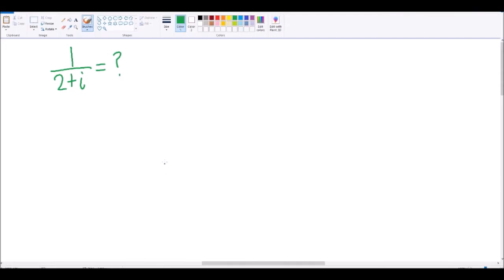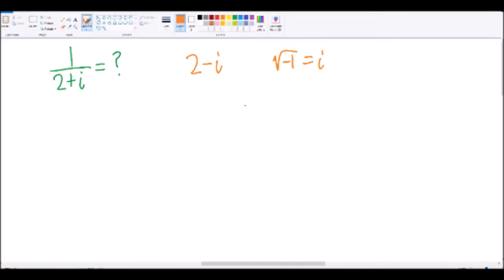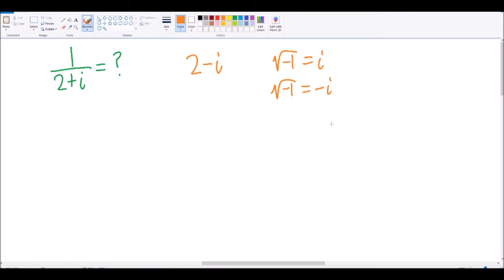For that, let's take a look at 2 minus i. We already said that the square root of negative 1 is i, but that also means the square root of negative 1 is also negative i. After all, negative i squared is negative 1, since a negative times a negative is a positive. So 2 plus i and 2 minus i share a connection.